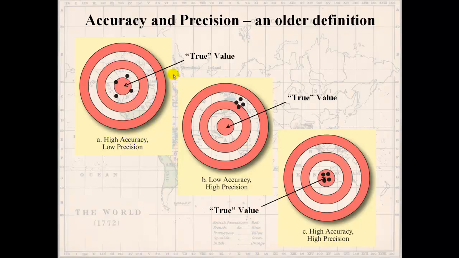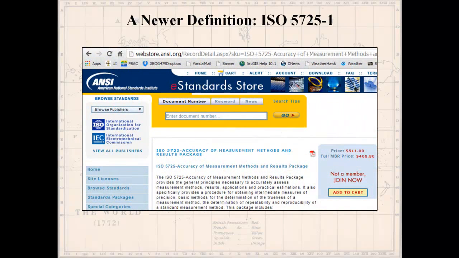So you can see where this older definition is going to have a problem, because when I compare this one, which is supposedly high accuracy, to this one, which is also supposedly high accuracy, I would say that this one in the lower right-hand corner is much more accurate than the one in the upper left-hand corner. So a newer definition might deal with that problem. Sure enough, we have a newer definition. It's ISO 5725-1. ISO stands for International Organization for Standardization.